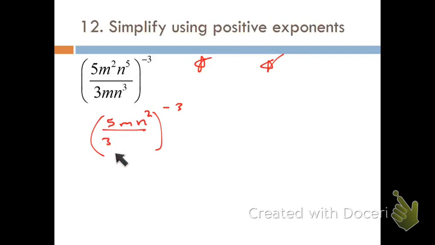Now, everything is raised to a negative 3, so everything's going to get flipped and raised to a positive 3. You guys are awesome. So here we go. 3 over 5mn squared, now raised to a positive 3. You guys want to finish it? Go. Finish it. Knock it out.